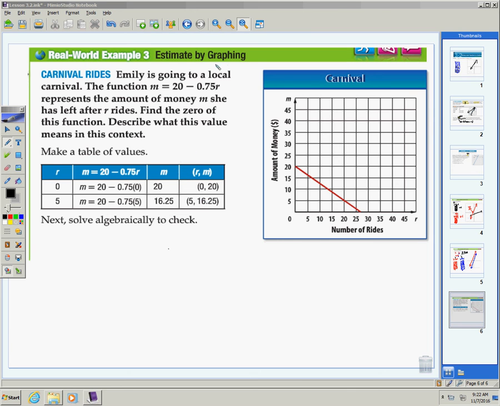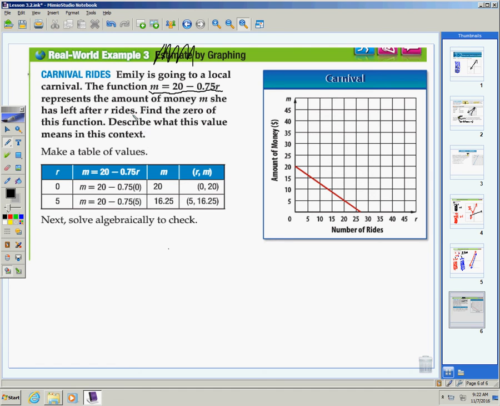For this example, we're just going to estimate by graphing, but I want you to cross out "estimate" because we're always going to have access to our technology of a graphing calculator, and we can actually find this exactly. So now we've got Emily going to the local carnival. The function m = 20 - 0.75r, so I want you to just underline that, represents the amount of money m she has left after r rides.